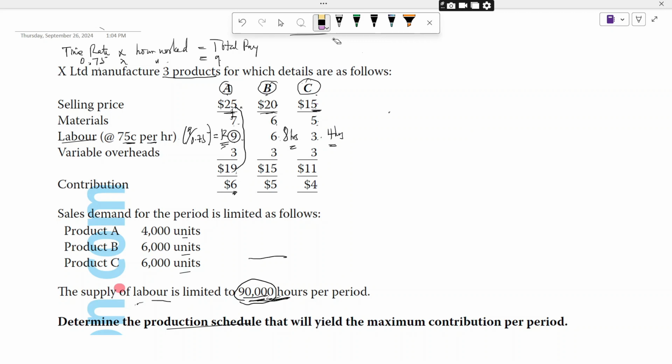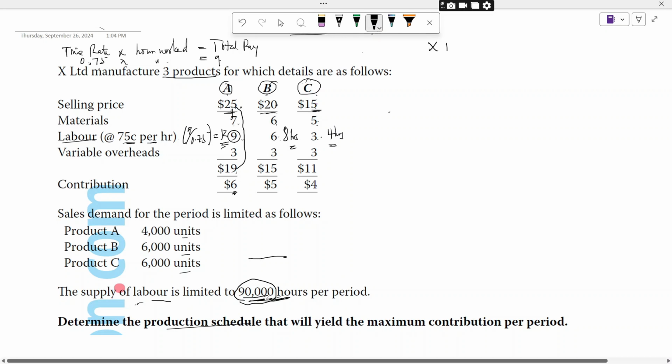Okay, great. Now, it says production schedule. X Limited production schedule. Underline it, Lee.